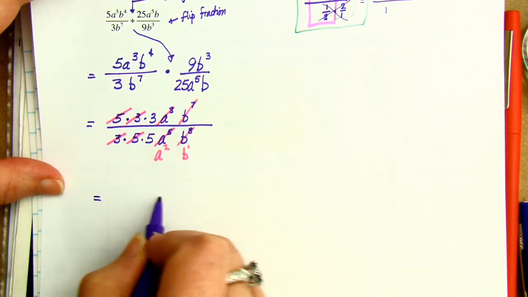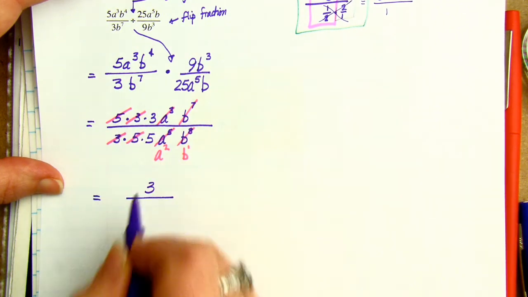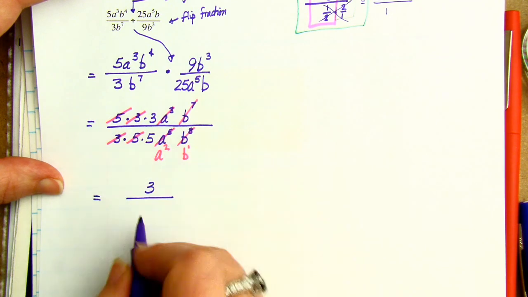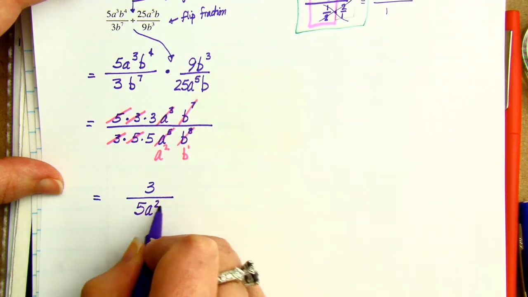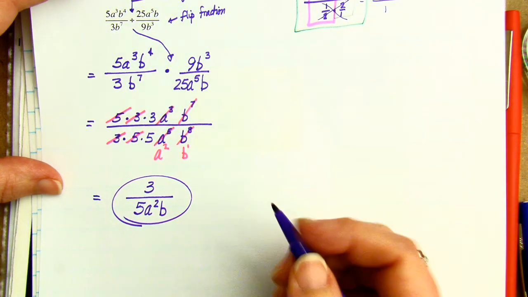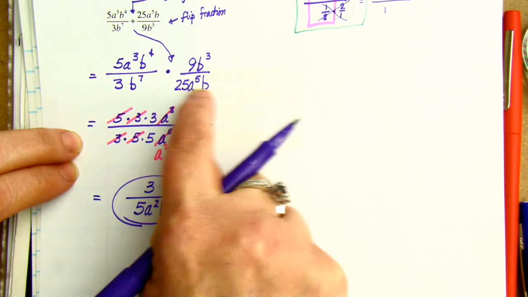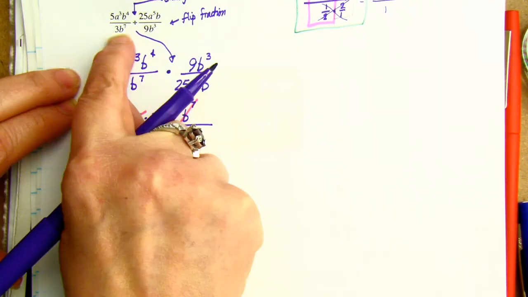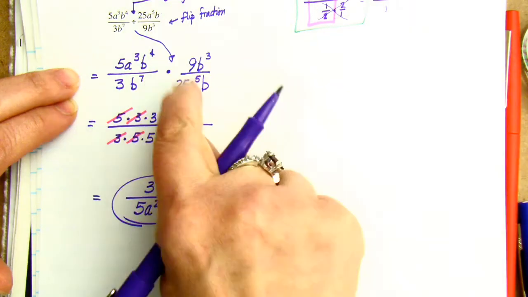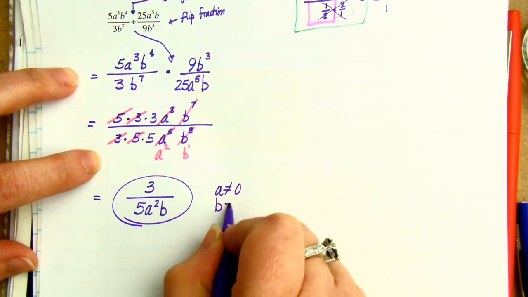Equals, well, what remains in the top? 3. What remains in the bottom? 5a squared b. Final simplified answer. I should give my denominator restrictions. Notice there was an a and a b in the denominator. In the original problem, there were only b's. But when I flipped that, now an a came down. So a can't be 0, b can't be 0.